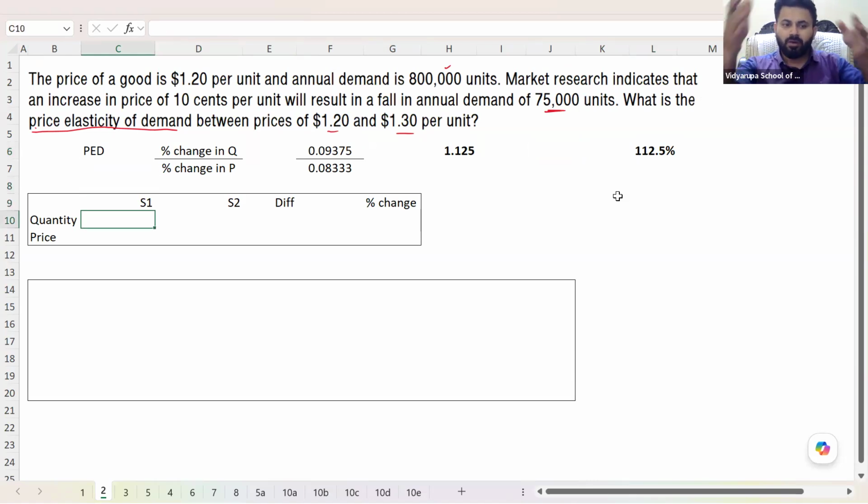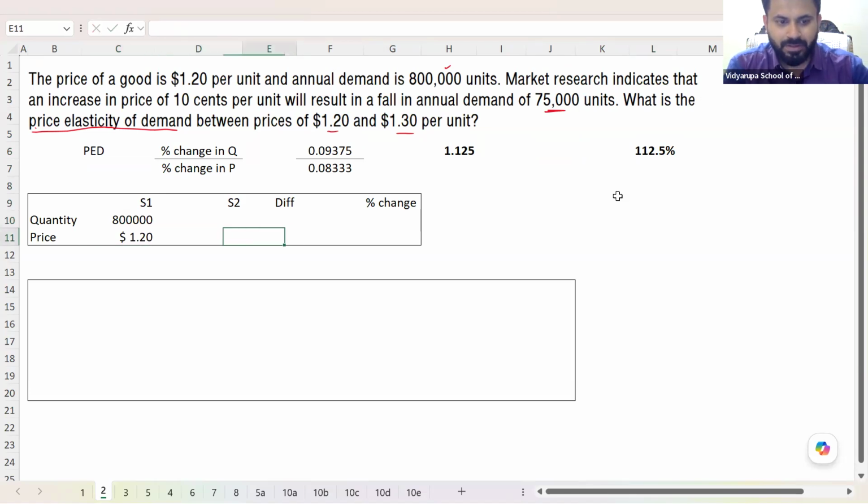The other way of doing it, like I said, the lengthy way. What is the current price? 1.2. When the price is 1.2, what is the demand? The demand is 800,000, 8 lakh. They say increase the price from 1.2 to 1.3. What will happen to the demand? Demand will fall by 75,000. So 8 lakh minus 75,000. The new demand will be 725,000.